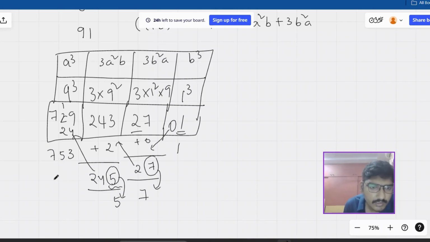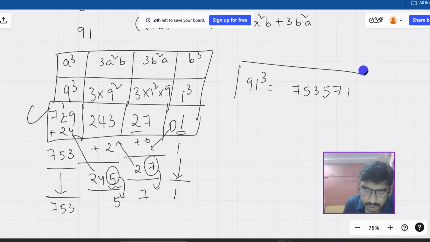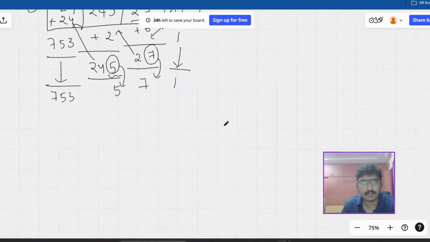753. So the answer will be, and you carry down the whole number, whatever gets here, the last digit, a cube, whatever the addition you get, you forward it, and you get 753. And this is the actual number, that is 91 cube equal to 753,571. This is the answer, and this method we have followed is called the column method. Repeat the thing again, and you can see the clarity of the column method.